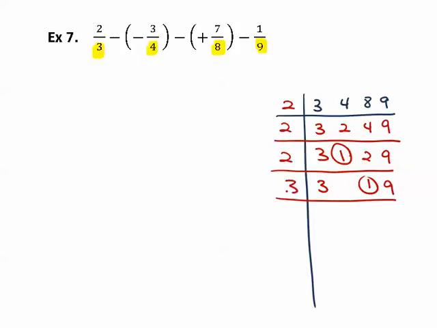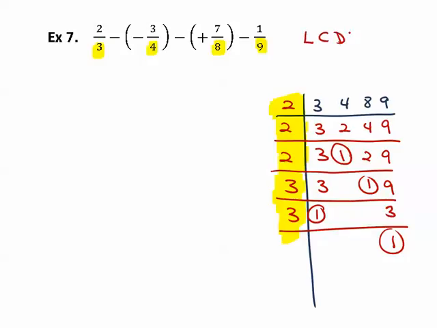So I can use 3 again. Or not 3 again, 3 for the first time. 3 divides into 3 once. Now that column is done. 3 divides into 9 3 times. Now I use 3 again. Oh, I shouldn't have circled that 3 over there. Let's try that again. It divides into 9 3 times. And now 3 divides into 3 once. So now we're done. If we multiply all these numbers together, 2 times 2 times 2 times 3 times 3, you'll see that that does give us an LCD of 72.